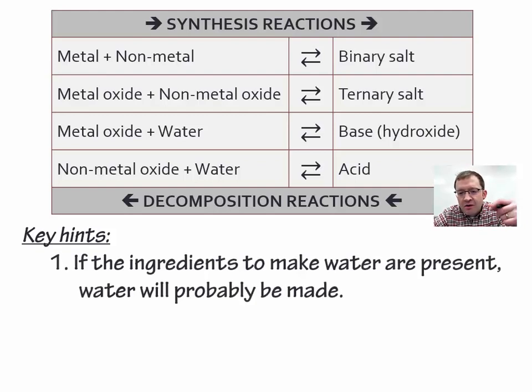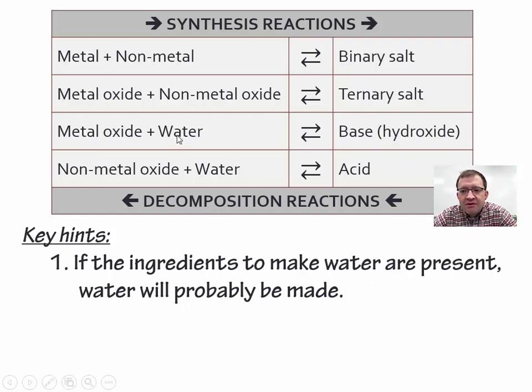First, one of the things you'll notice in a lot of these reactions is, if you've got the ingredients to make water, then water will probably be made as a product. And we're thinking, of course, mostly of a decomposition reaction, where you're starting with one of these products and turning it into something on the left side as a reactant, or the reaction's working in reverse. So as a decomposition reaction, if I have a hydroxide, then I have the ingredients to make water, and I'm probably going to make it.